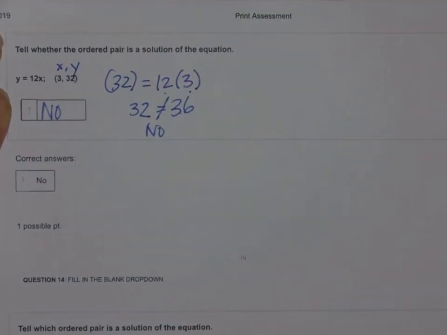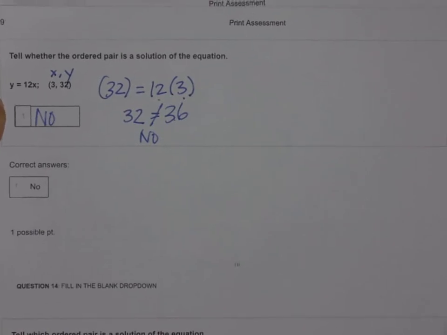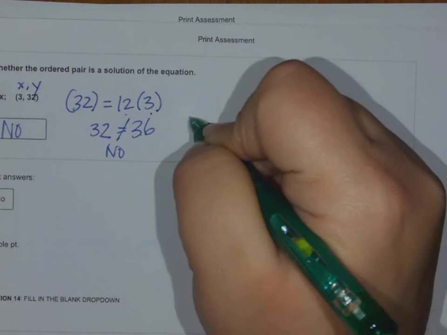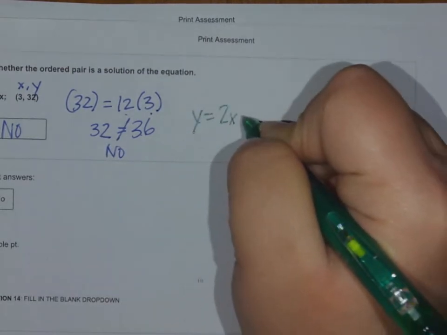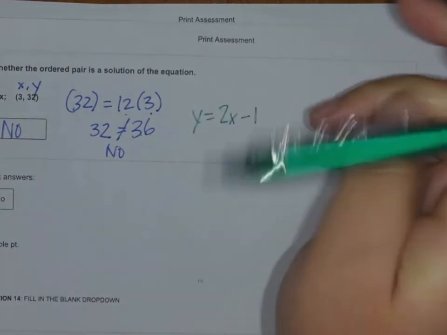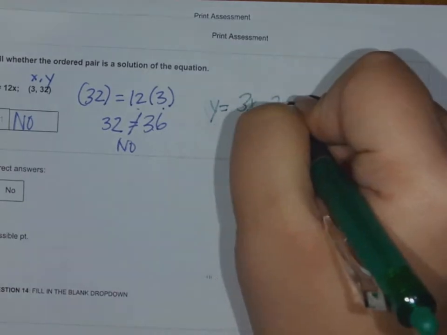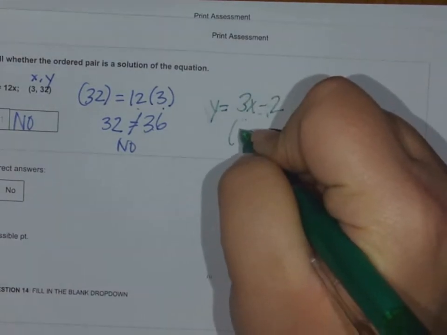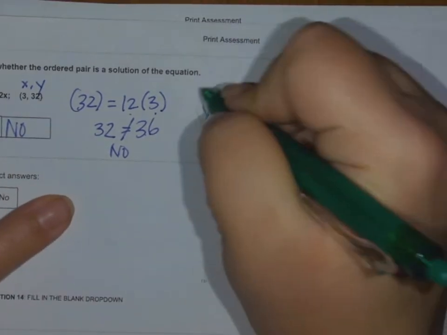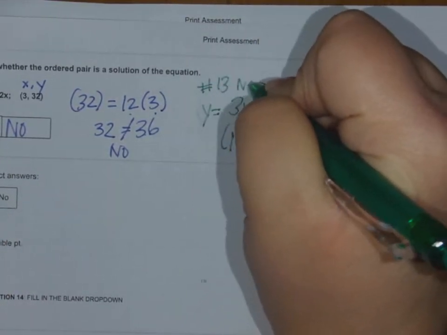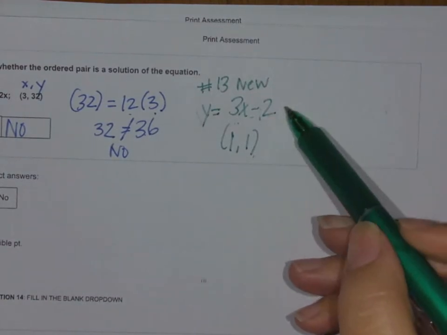All right, if you missed that problem, I am going to have you do this problem. Here's your equation. Y equals 2x minus 10. Oh, I can't give you that one because it's on your next one. How about y equals 3x minus 2, and your ordered pair is 1, 1. So this is number 13 new. Tell me if that ordered pair is a solution of the equation.